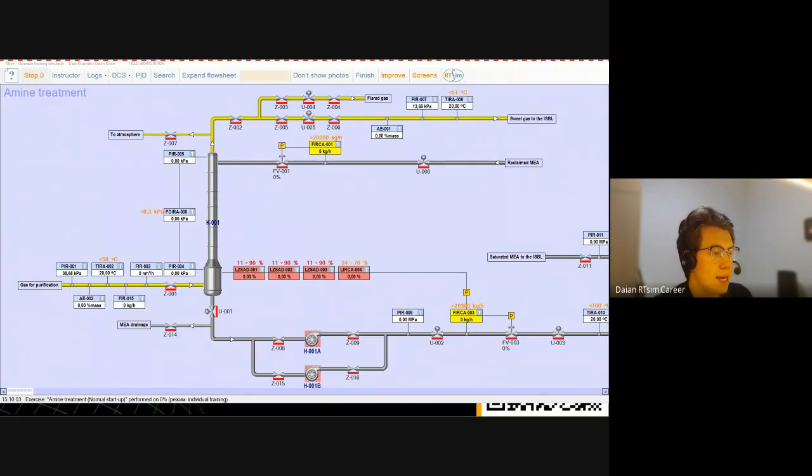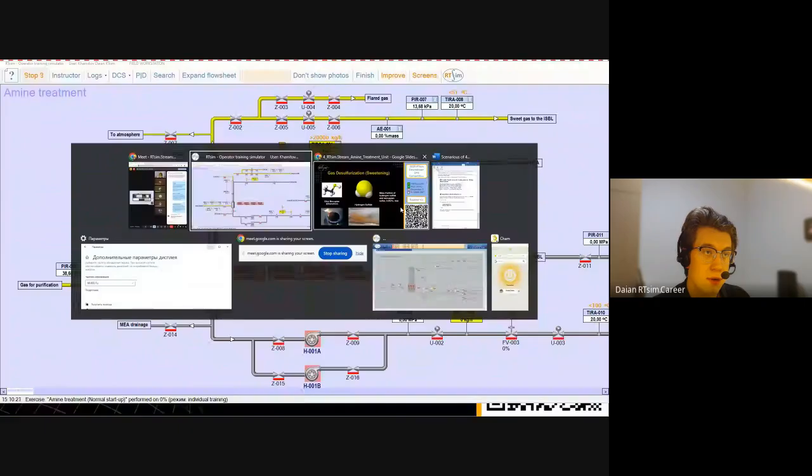Hydrogen sulfide is dangerous for furnaces due to sulfur corrosion and burner destruction. The amine treatment unit cleans fuel gases of hydrogen sulfide. Let's go back to our presentation.